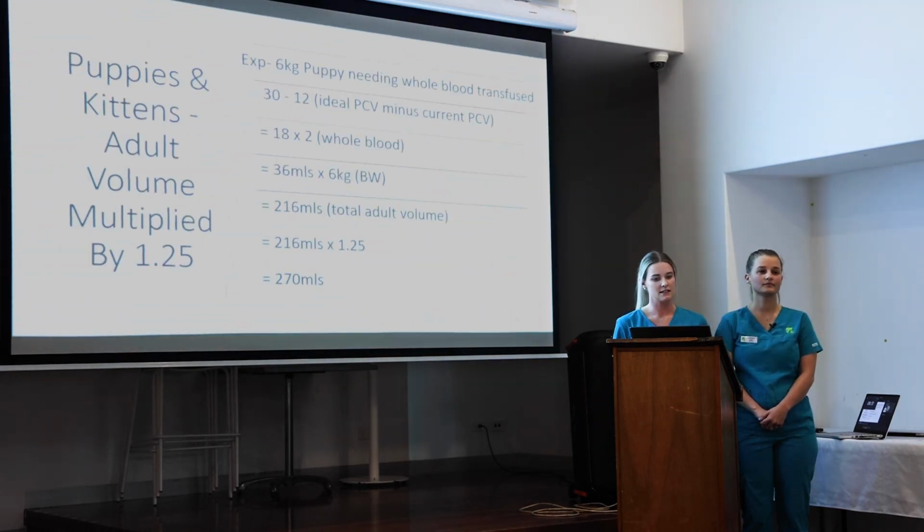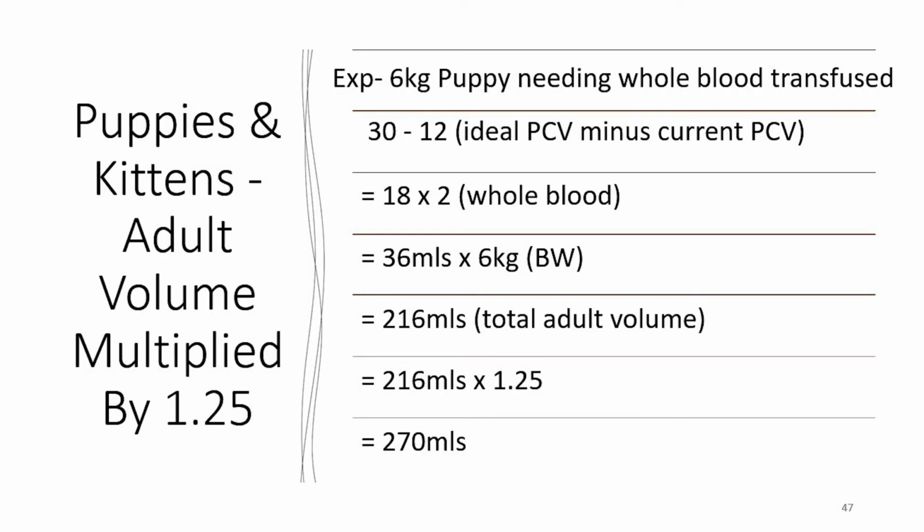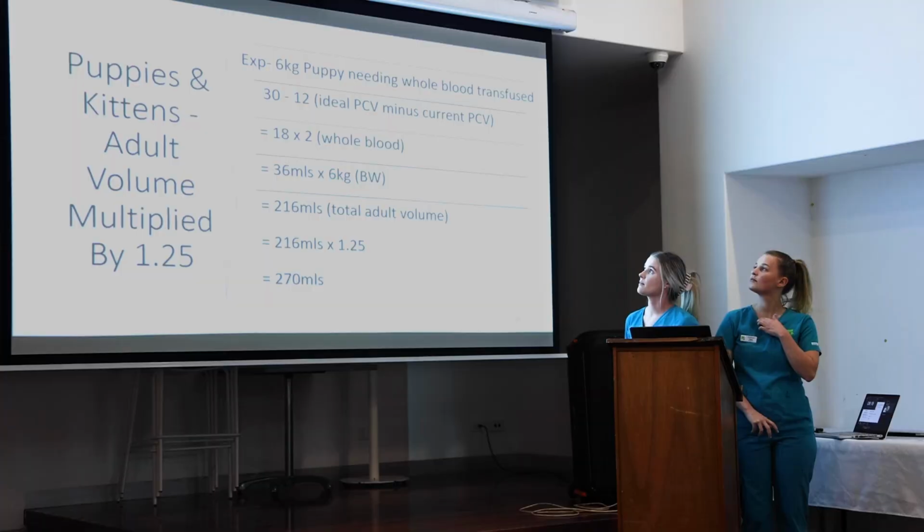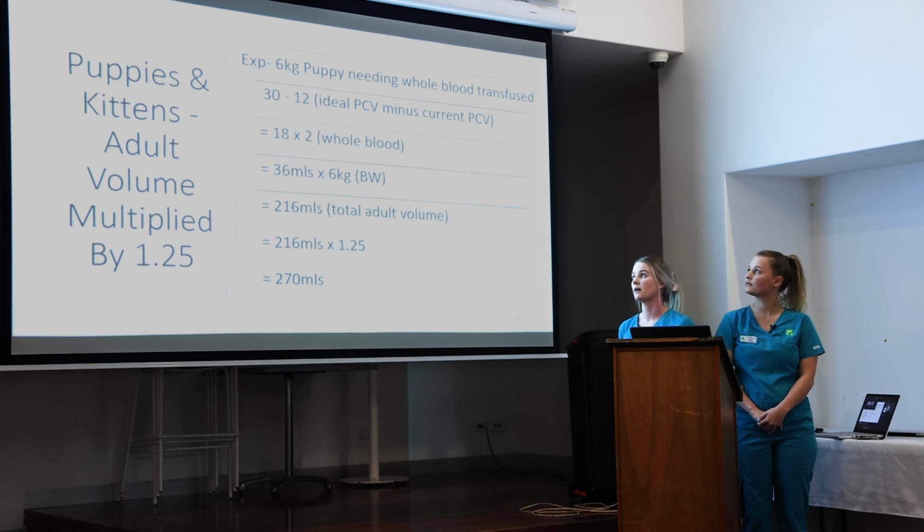We then have puppies and kittens. This is a different example, but it's pretty much exactly the same. We're getting their total adult volume to be transfused and multiplying that by 1.25. In this example, we have a 6 kilo puppy. We've got their desired PCV of 30 minus their current PCV, which gets you 18, and we're multiplying that by 2 for whole blood to get 36 mils, by a 6 kilo dog. That gets you 216 mils as their total adult volume, and then we multiply that again by 1.25 to get 270 mils to be transfused. This is because puppies and kittens have a higher blood volume compared to an adult canine or kitten.